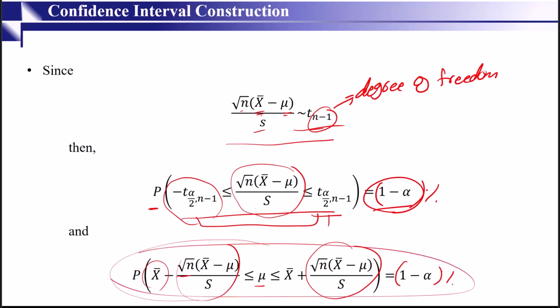So if I want to state this equation in words, because the probability of these values is equal to 1 minus alpha, I can say that there is a probability of 1 minus alpha that the random confidence interval limits take values that straddle the fixed value of mu, right? It means the probability that mu falls between x bar minus this value and x bar plus this value is equal to 1 minus alpha.